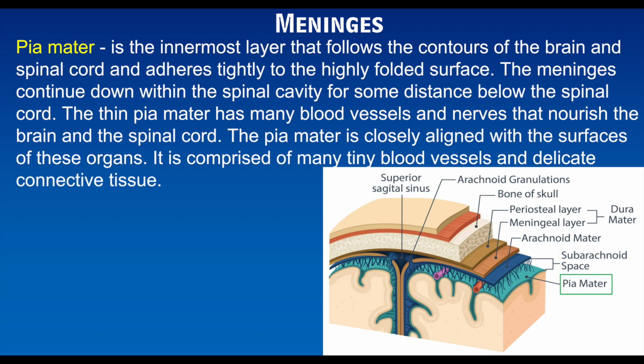The innermost layer is the pia mater that follows the contours of the brain and spinal cord and adheres tightly to the highly folded surfaces. The meninges continue down within the spinal cavity for some distance below the spinal cord. The thin pia mater has many blood vessels and nerves that nourish the brain and the spinal cord. The pia mater is closely aligned with the surfaces of these organs. It is comprised of many tiny blood vessels and delicate connective tissue.